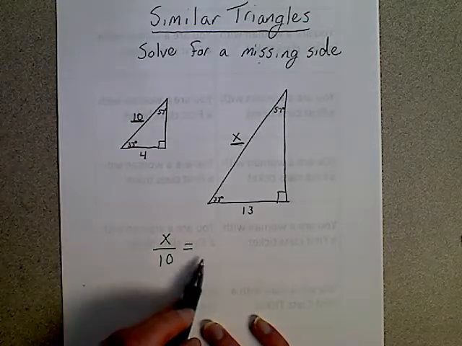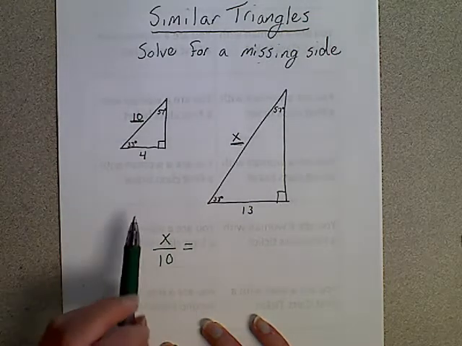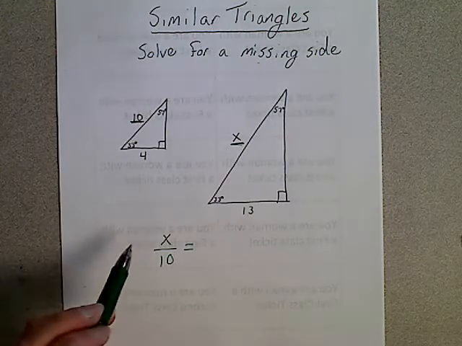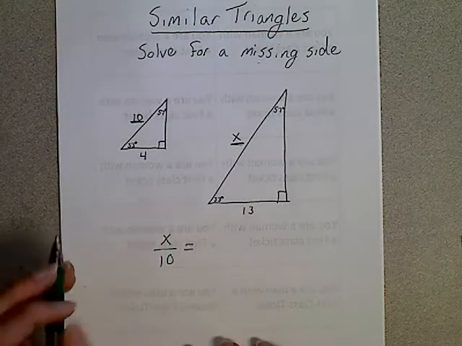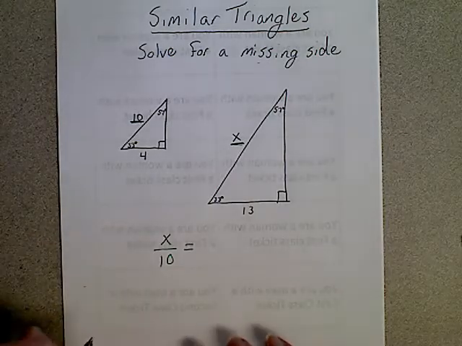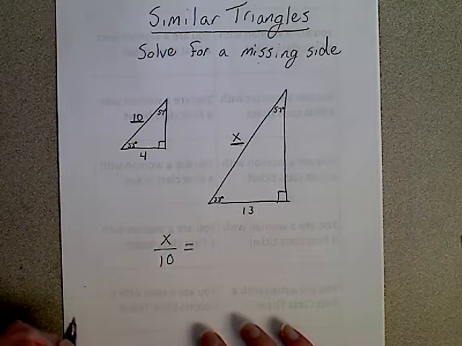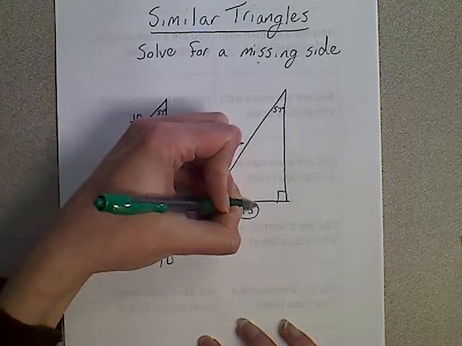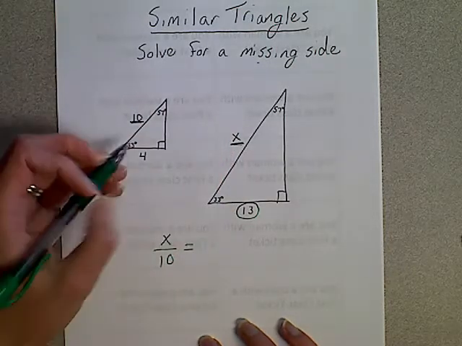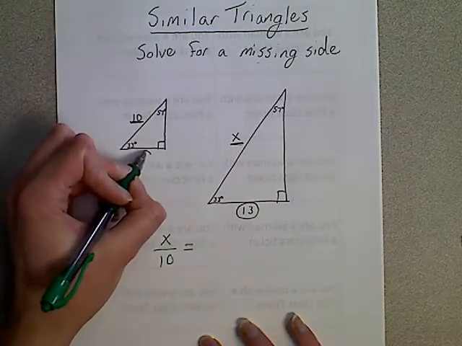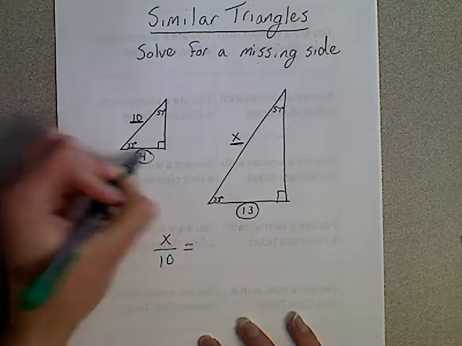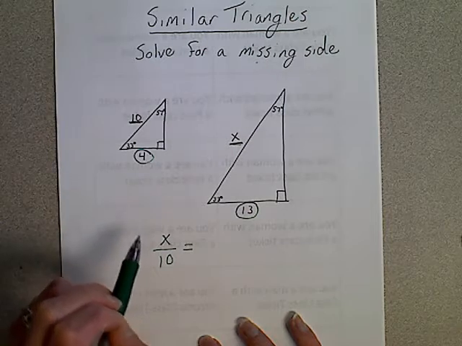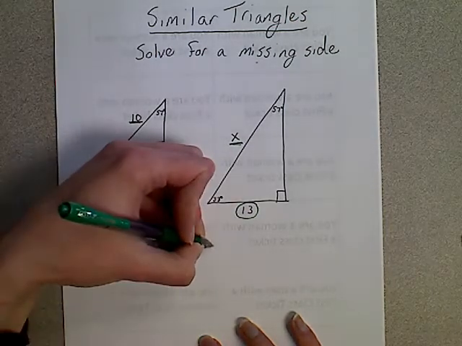And to figure out the second fraction, we're going to look back to our shapes, and we need to pick the two numbers that correspond to the sides, and we use those to create what we call our scale factor. In this case, we will use the 13 from our large triangle, and the 4 corresponds to that side on our smaller triangle. So these two numbers we will use to create this second fraction.